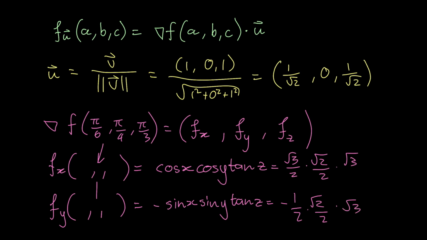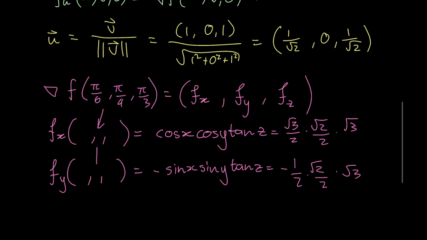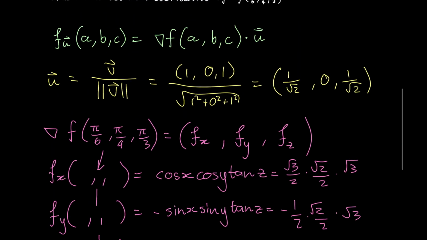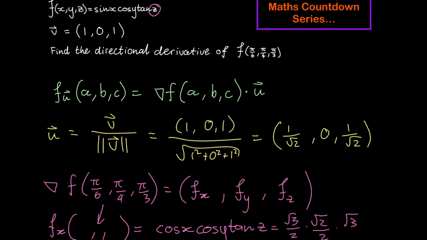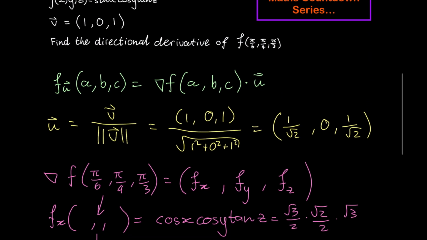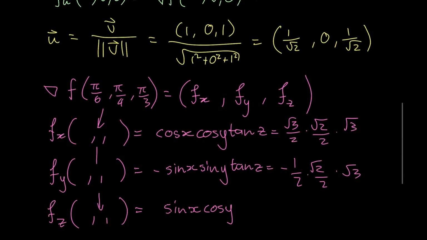Okay, so now we need to do the partial derivative of z. So fz, and of course still at the same coordinates. With respect to z, our sine of x and cosine of y are constants, so we can leave those, sine of x and cosine of y, and then our tangent of z is what we're deriving. The derivative of tangent of z is secant squared of z.